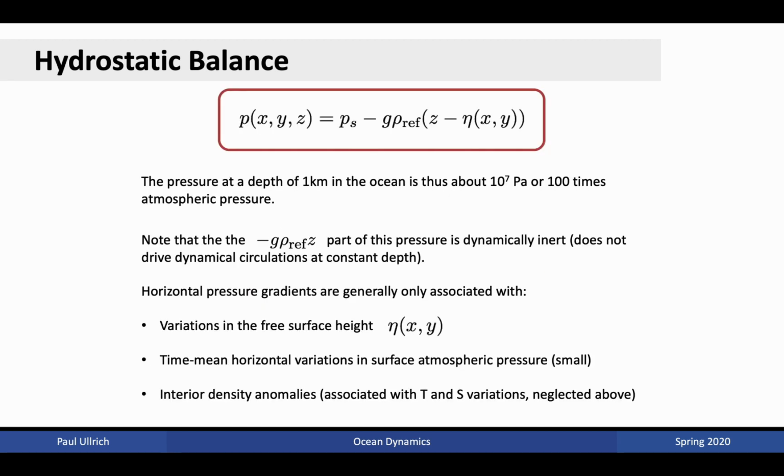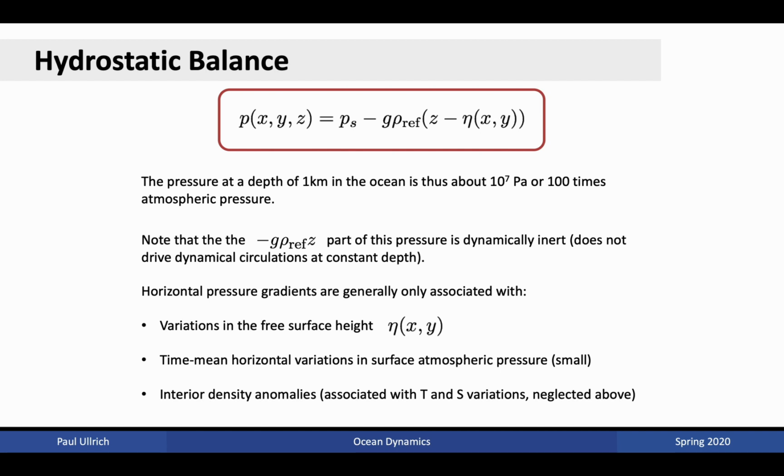Okay, so taking this equation for hydrostatic balance as a function of position, we have that the pressure at a particular position is equal to atmospheric surface pressure minus g rho reference times the distance between the current depth and the free surface height. So the pressure at a depth of 1 kilometer in the ocean is thus about 10 to the 7 pascals, or about 100 times atmospheric pressure. Pressure increases fairly rapidly in the ocean because the density of seawater is significantly larger than that of air.